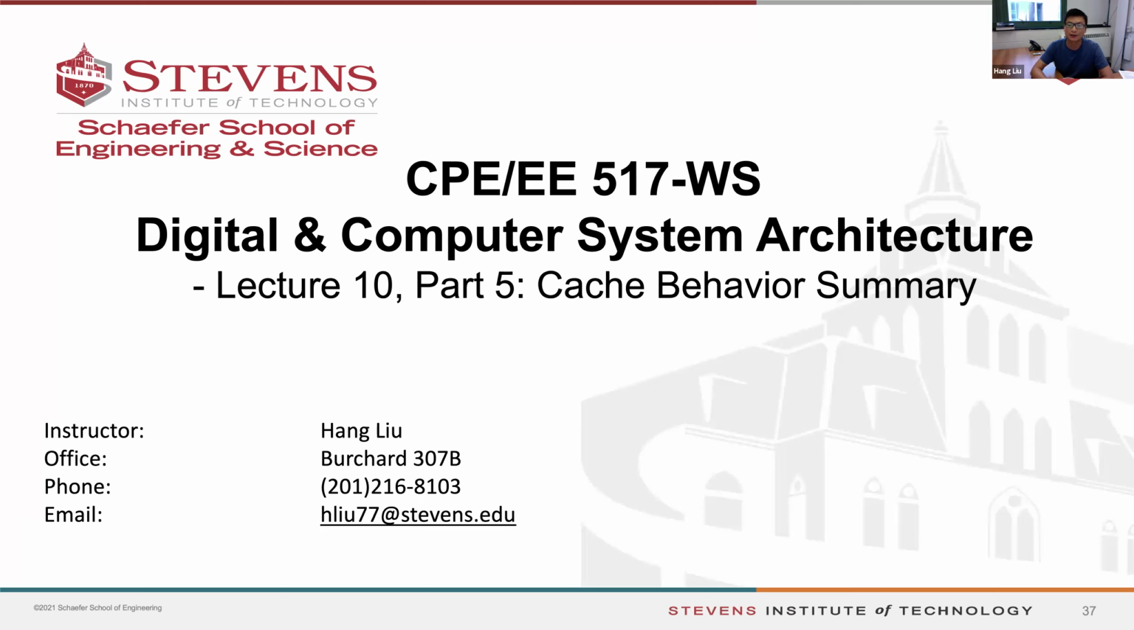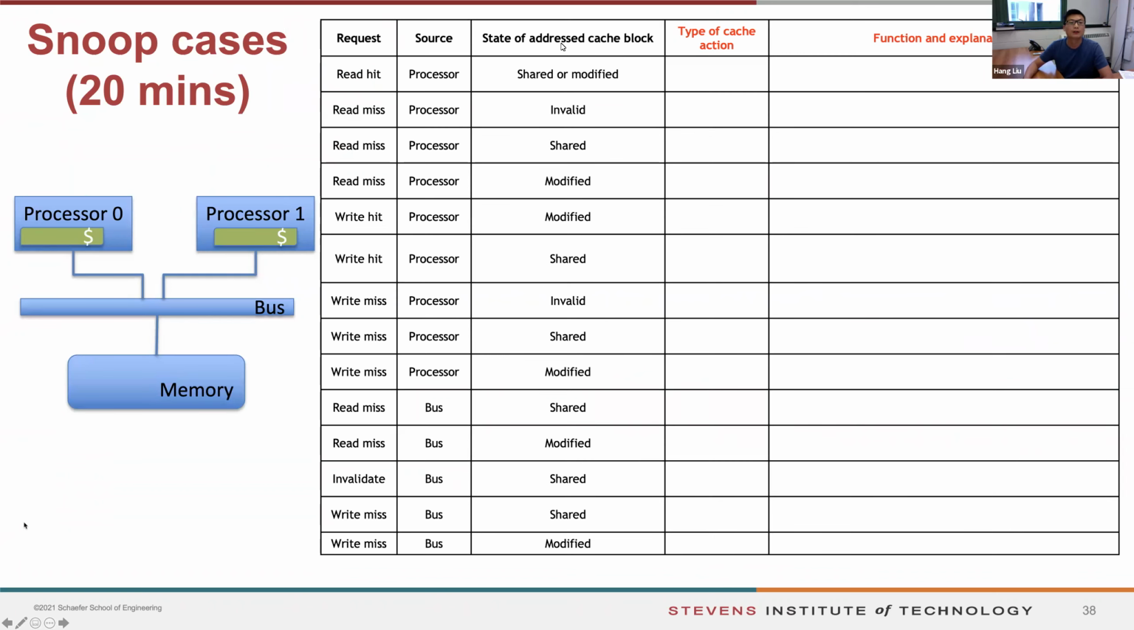We talk about cache behavior, a summary of the snooping protocol. I already gave you some hints about how these things work: one is an active participant, one is a passive participant. Can you use 20 minutes or so to think about how these would happen? Like, you have a read hit from a processor. What are you going to do? What kind of cache action would it be? And can you explain the status of this?